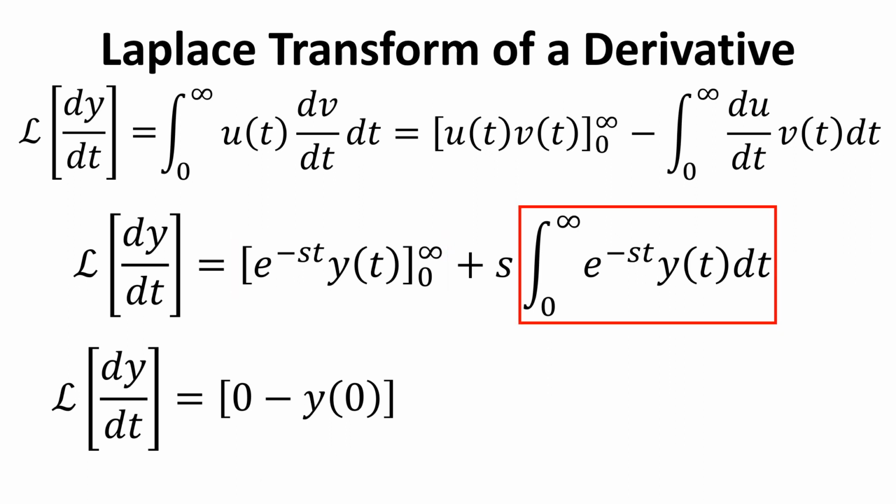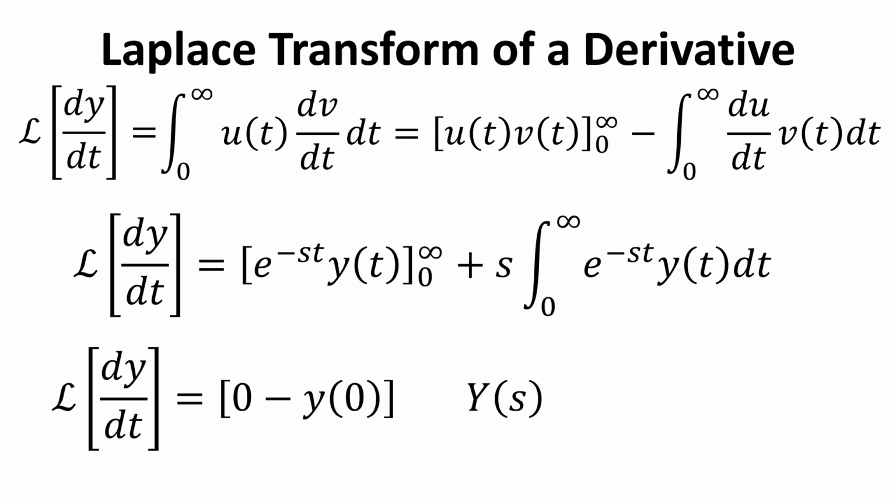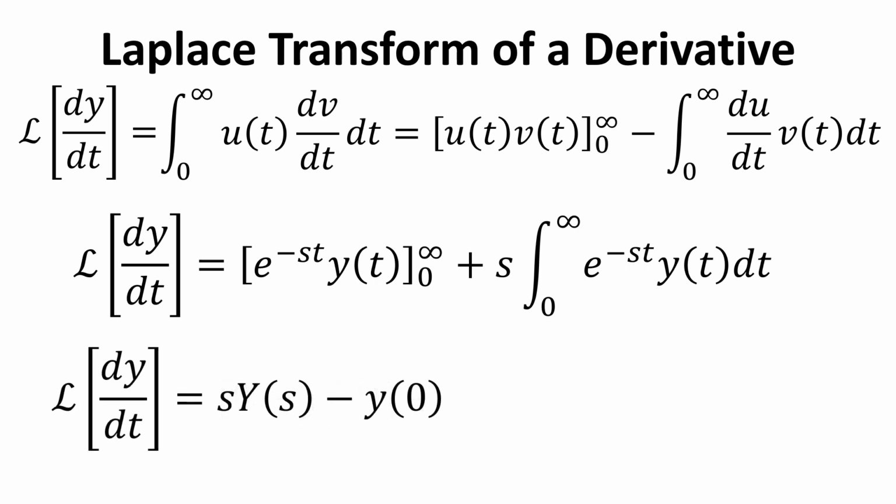Next thing that we'll look at is this integral here, and what's interesting about this is that this is just the definition of a Laplace transform. So we can just substitute in capital Y of s for that term. And of course, we also need to have the plus s, because the s is multiplying that. So for completeness, we put that in. If we tidy up, we end up with the Laplace transform of dy by dt equals s times capital Y of s minus lowercase y when time equals 0.